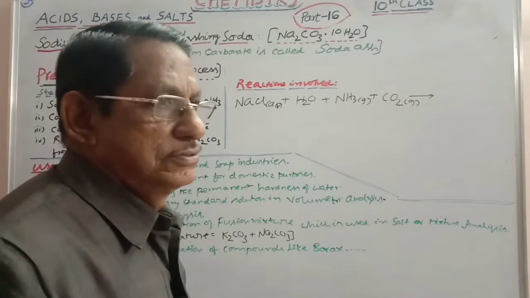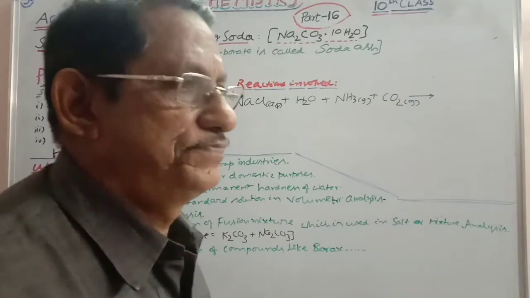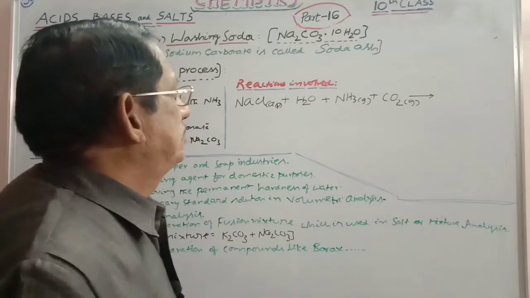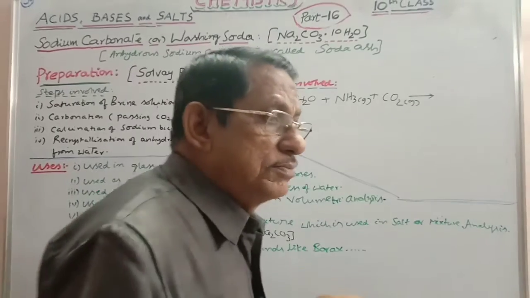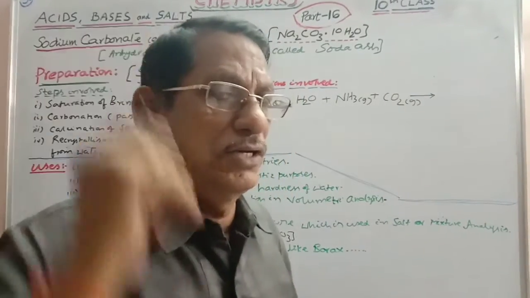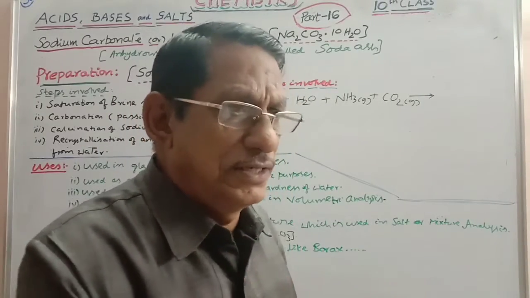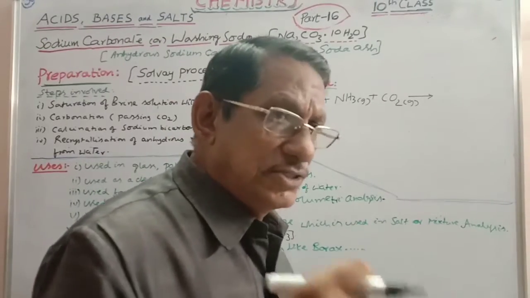What happens? A precipitate will be formed. What is that precipitate? Sodium bicarbonate. Sodium bicarbonate is insoluble in water. Sodium carbonate is soluble in water, so sodium carbonate cannot precipitate here. Sodium bicarbonate has the chance to form, and so it is precipitated.